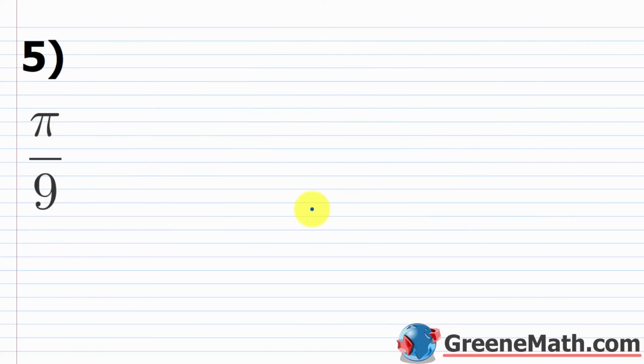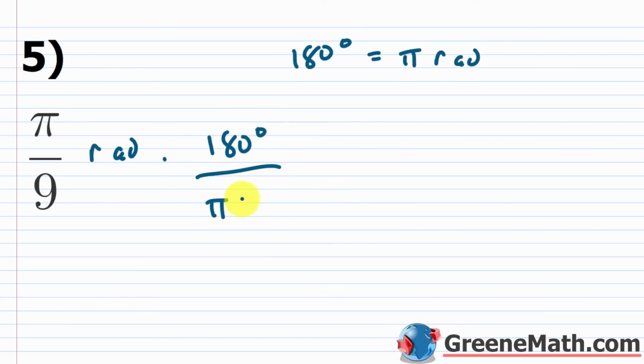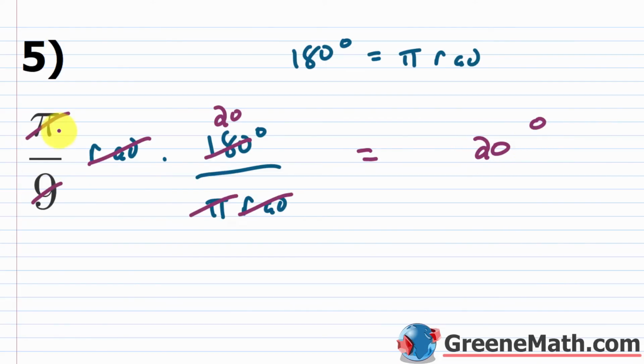Okay, for problem 5, we have pi over 9. And again, let me put this in terms of radians so that's clear. And 180 degrees is equal to pi radians. And let's multiply this by, again, 180 degrees over pi radians. Let's go ahead and cancel this with this so that now we're in terms of degrees. And let's cancel this pi with this pi. And 180 divided by 9 would be 20. So we know that this would end up giving me 20 degrees. So pi over 9 in terms of radians is equal to 20 degrees.